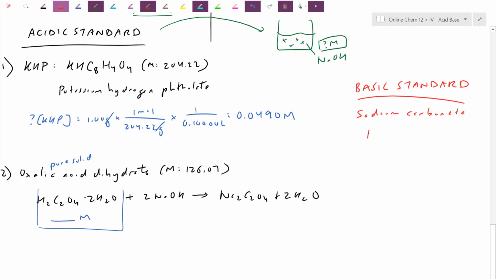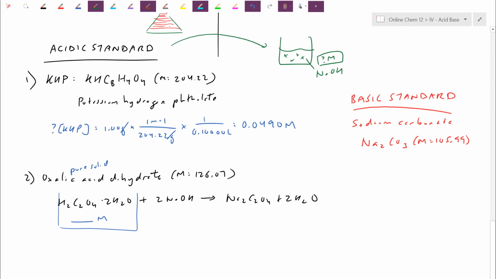So what's going to happen here is sodium carbonate, Na2CO3. This has a molar mass of 105.99. This one here can also be used as a starting solid, make a solution, and you would actually know the concentration to a really high precision. Once that becomes a standard solution, you can use that to standardize, find other unknown concentrations.